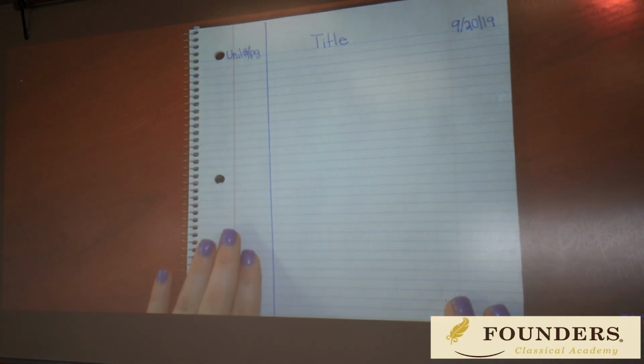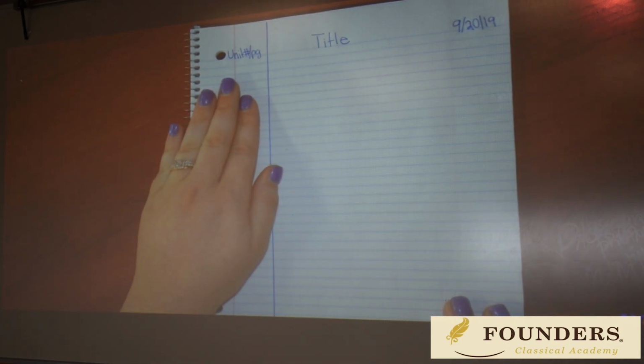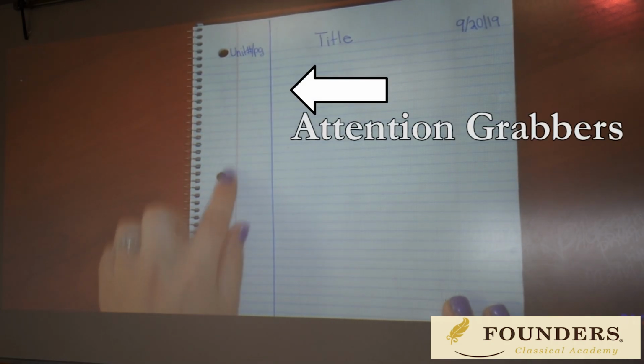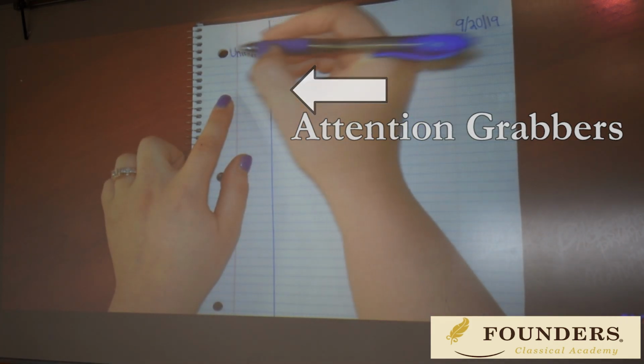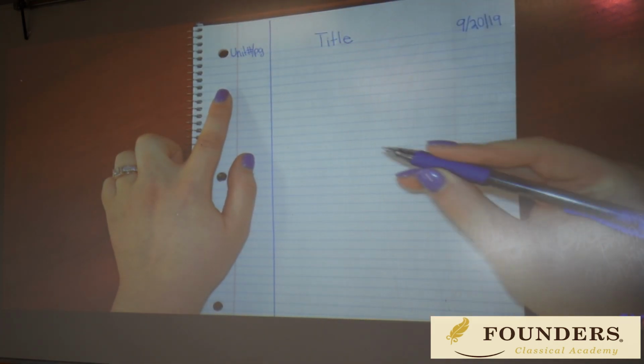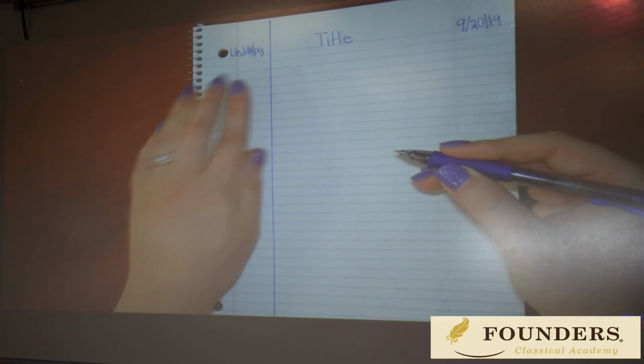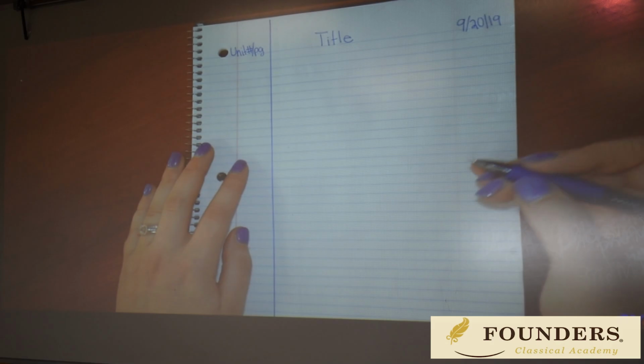Students will utilize the left-hand column for our cues or for your attention grabbers over here. This might include names of people from history, terms in science, vocabulary. They're all going to go along here in the left-hand margin.